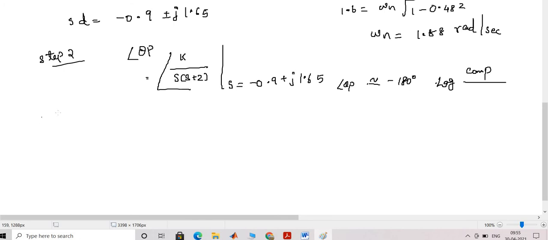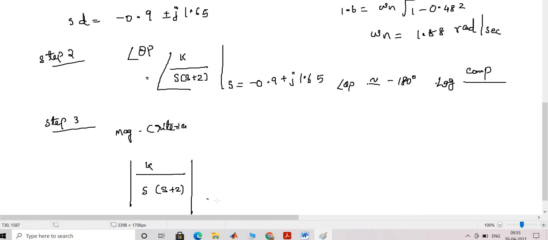Now we don't know the value of K. So what do we have to do? We have to find the value of K using the magnitude criteria. So that is step 3. Using the magnitude criteria, find the value of the open loop gain K. The magnitude of K divided by s into (s + 2) at s = sd should be equal to 1. When you apply this criteria, you will get the open loop gain K approximately equal to 3.9, which we can approximate as 4.